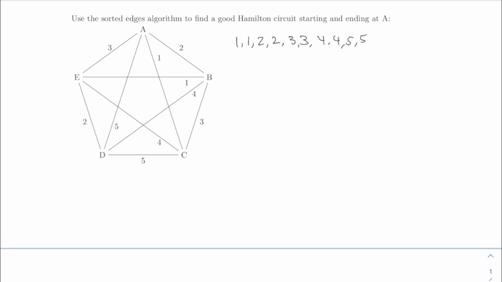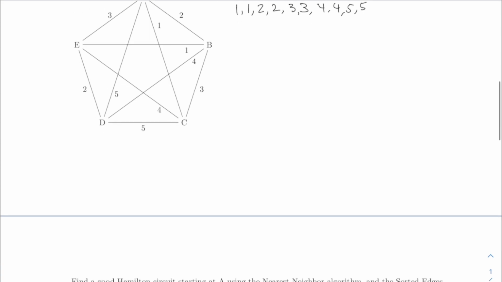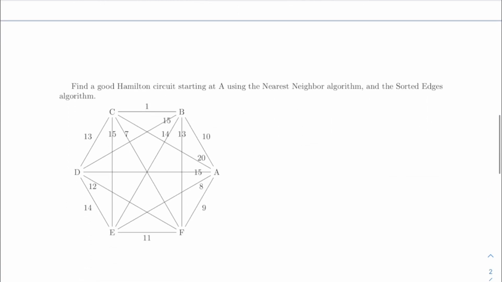Still good here? Oh, you can flip it over and try the one on the back if you make it that far. On the back, I said find a good Hamilton circuit starting at A using the nearest neighbor algorithm and the sorted edges. So I'm asking you here to do two different things. First, do it with the nearest neighbor, and then do it with the sorted edges and see how your answers compare.